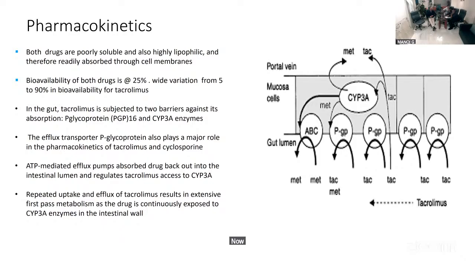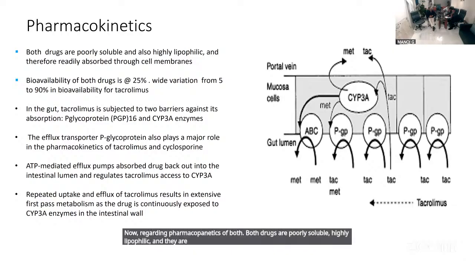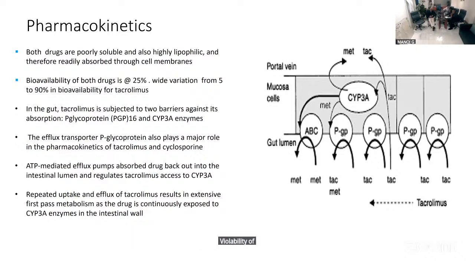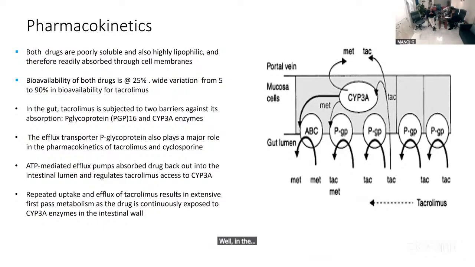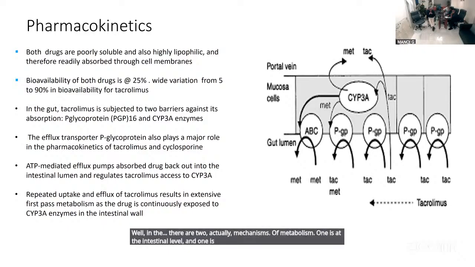Now regarding pharmacokinetics of both. Both drugs are poorly soluble, highly lipophilic, and they are able to absorb through cellular membranes. Bioavailability of both drugs is around 25%, and tacrolimus has a wide variation from 5 to 90%. Wow. There are two actual mechanisms of metabolism. One is at the intestinal level and one is at the liver level.